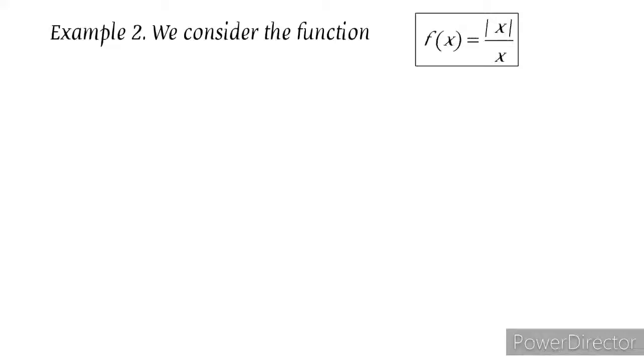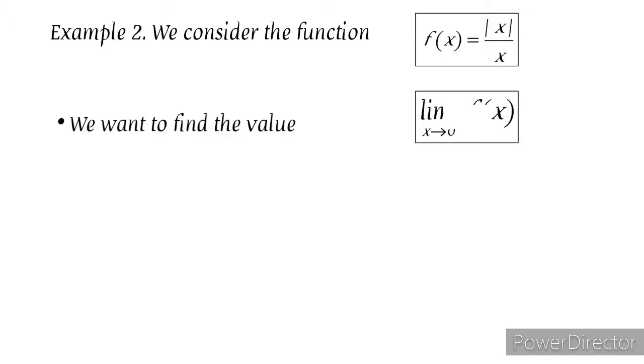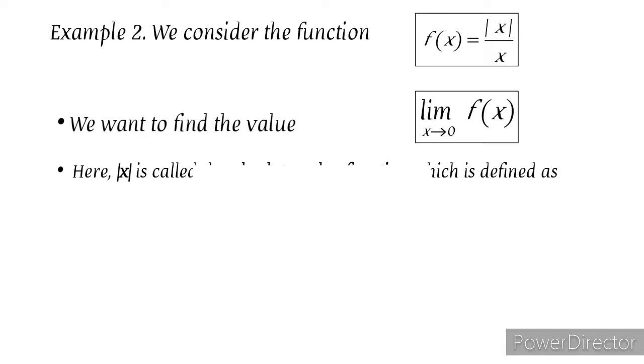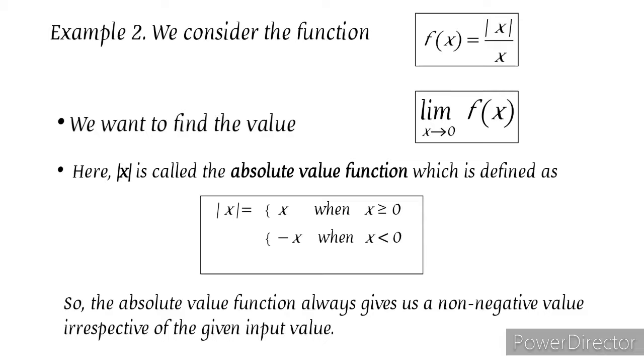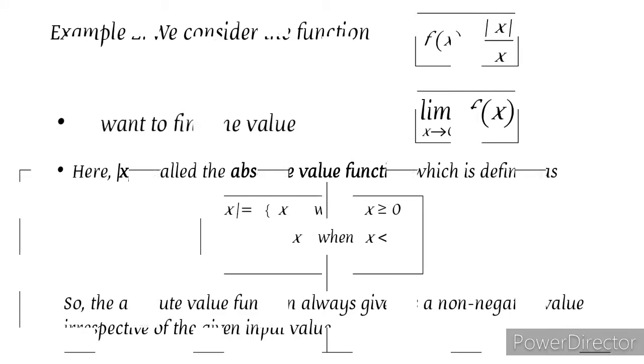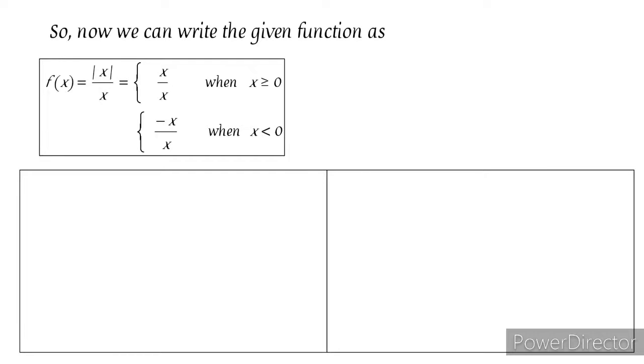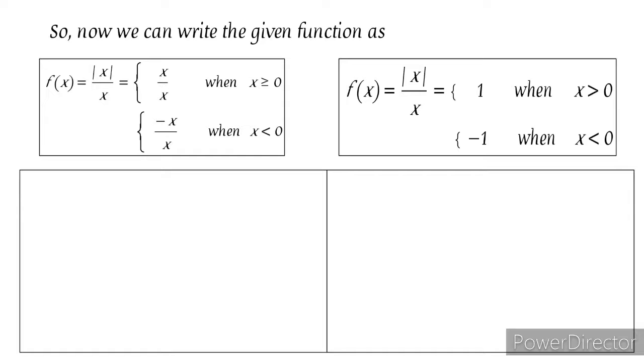In example 2, we consider the function f of x equals modulus of x divided by x. We want to find the value of the two-sided limit as x approaches 0. Here, modulus of x is called the absolute value function, which is defined as follows. So, the absolute value function always gives us a non-negative value irrespective of the given input value. So, now we can write the given function as f of x equals 1 when x is greater than 0 and minus 1 when x is less than 0.